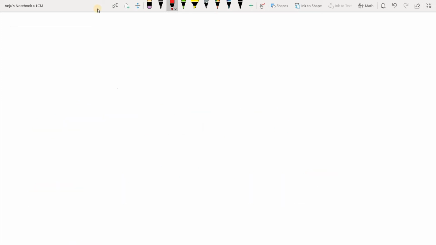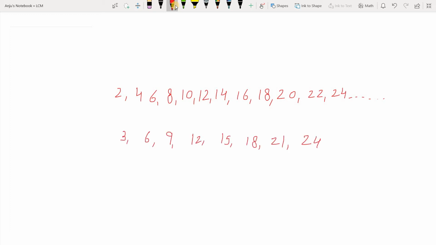Students, यहाँ पे आपने देखा कि जो small frog था वह at a time 2 के step से jump कर रहा था. Like 2 plus 2, 4, 6, 8, 10, 12, 14, 16, 18, 20, 22, 24 and so on. और जो big frog था वो 3 के step से jump कर रहा था. Like 3 plus 3 is 6, 6 plus 3 is 9, 9 plus 3 is 12, 12 plus 3 is 15, 15 plus 3 is 18, 18 plus 3 is 21, 21 plus 3 is 24. So students, here you can see these are the multiples of 2 and 3.